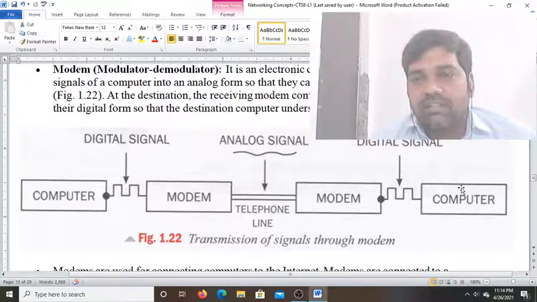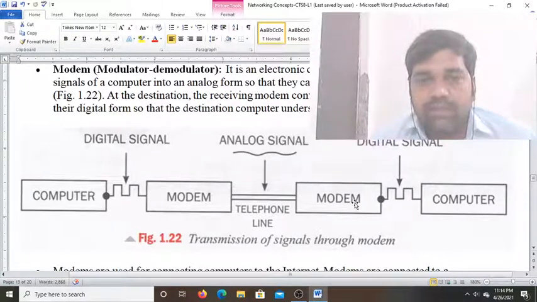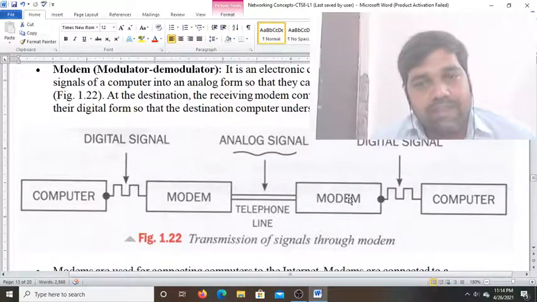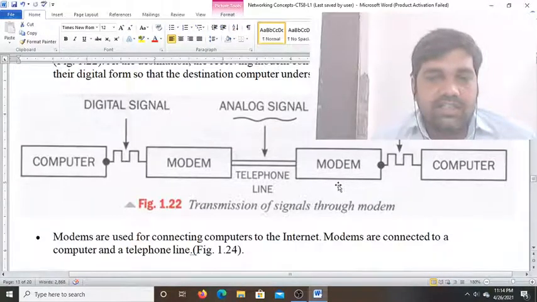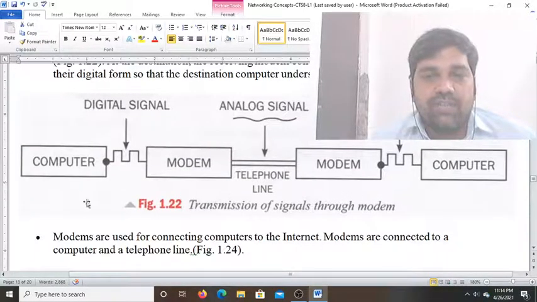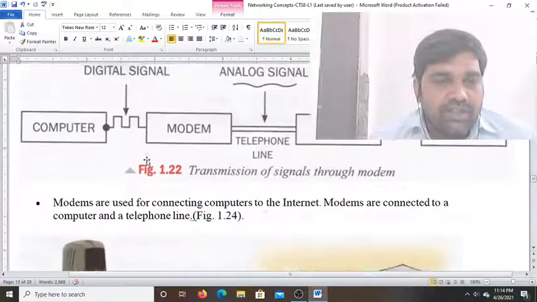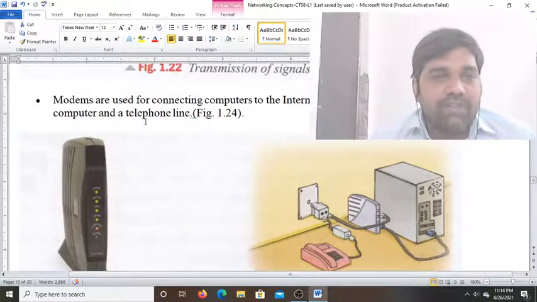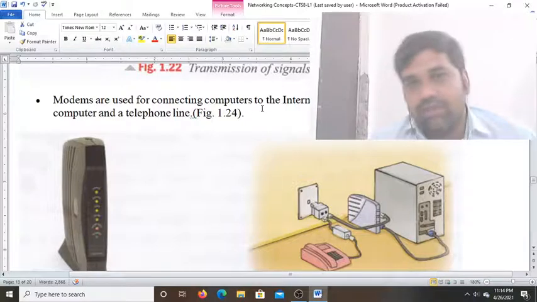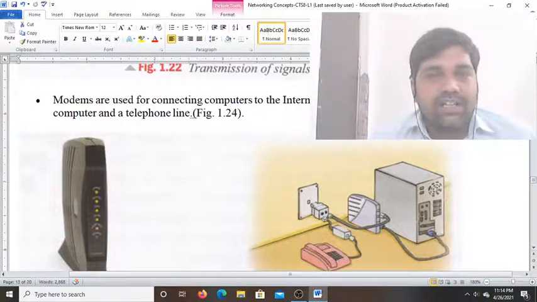Again, the destination computer also has a modem. So first this analog signal goes to the modem, and the modem will convert the analog signal back into a digital signal. Now this computer can read this digital signal. Like this, the transmission of signals through a modem takes place. Next, modems are used for connecting computers to the internet. Without a modem, we cannot connect our computers or laptops to the internet. Modems are connected to a computer and a telephone line.